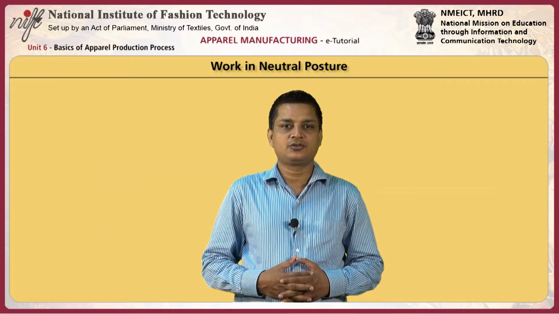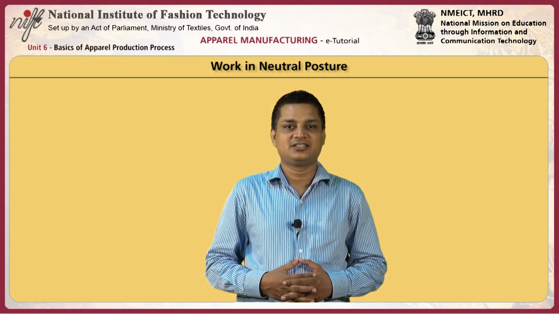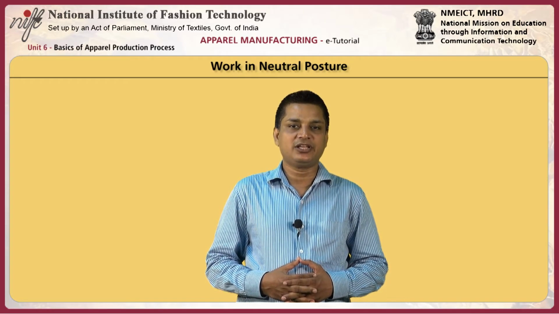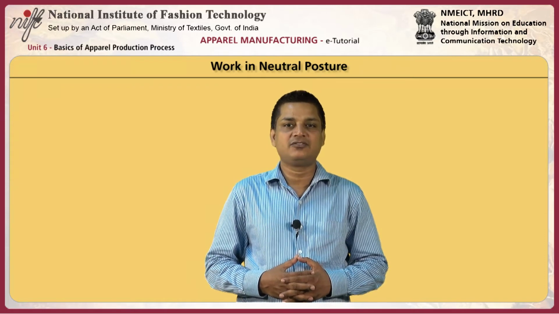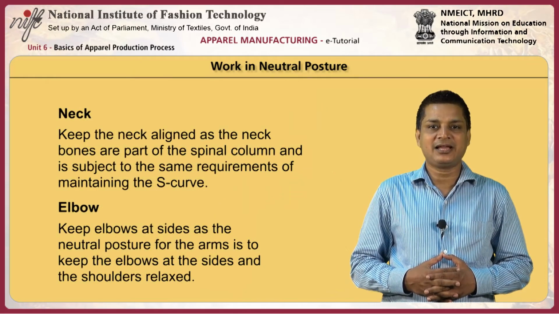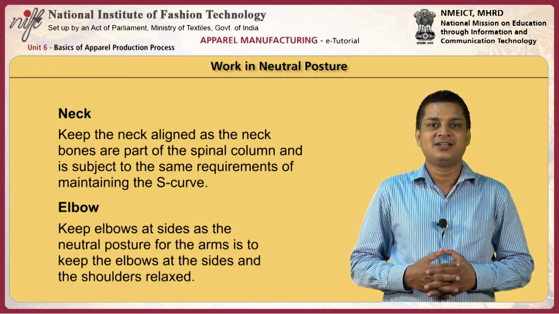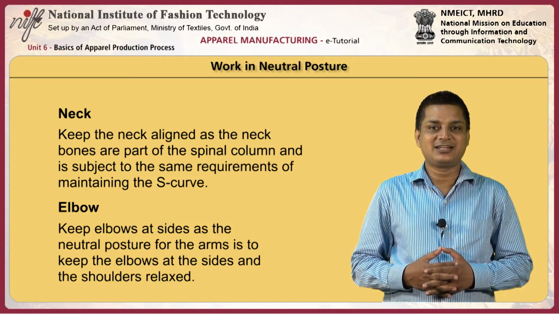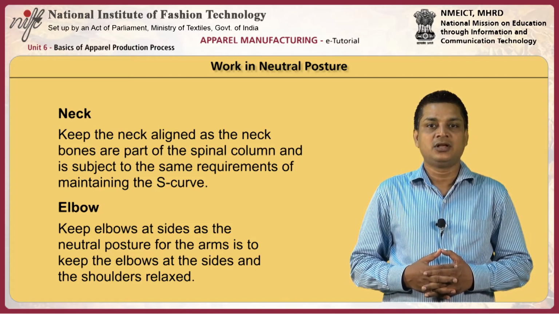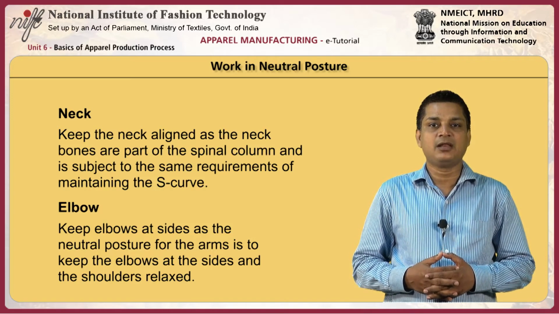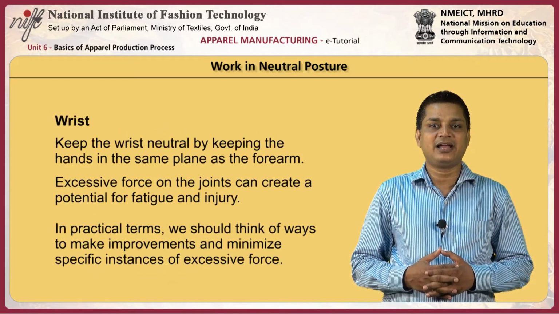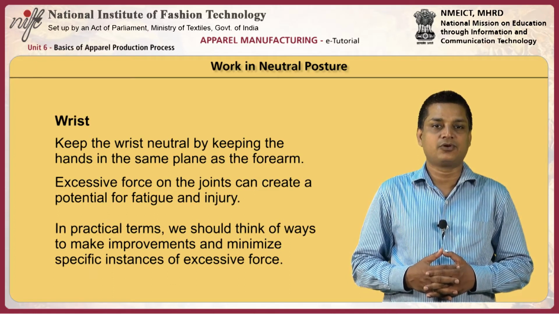Posture provides a good starting point for evaluating the tasks that we do. The best positions in which to work are those that keep the body in neutral or maintain the S-curve of the spine. Keep the neck aligned, as neck bones are part of the spinal column and thus subject to the same requirement of maintaining the S-curve. Keep the elbows at the sides, as the neutral position for the arms is to keep the elbows at the sides and the shoulders relaxed. Keep the wrist neutral by keeping the hand in the same plane as the forearm.